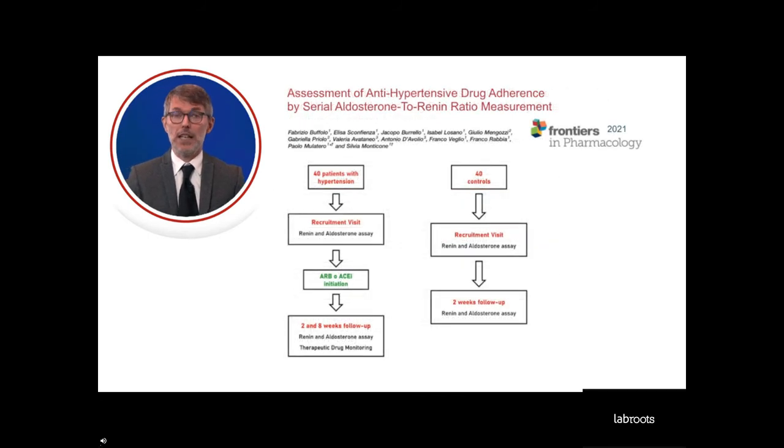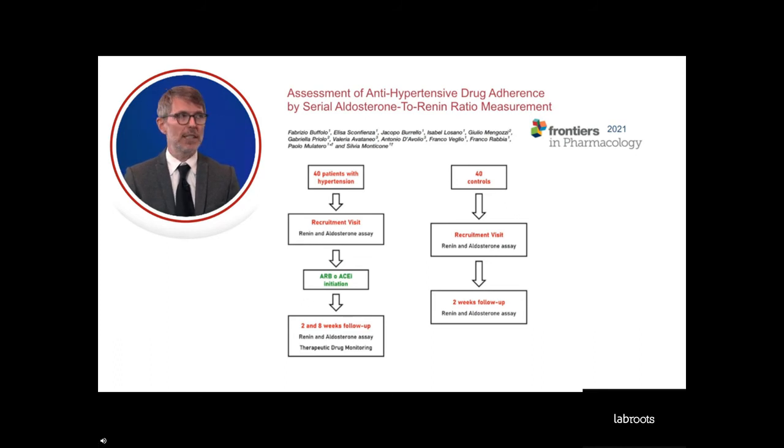So we decided to study if aldosterone and renin measurement could be used to evaluate the adherence of our patients with hypertension to ARBs or ACE inhibitors. We measured the aldosterone and renin ratio in basal condition and 2 to 8 weeks after the administration of ARBs or ACE inhibitors. We also measured the aldosterone-renin ratio in a group of normal volunteers to evaluate the variation of these two parameters over time.